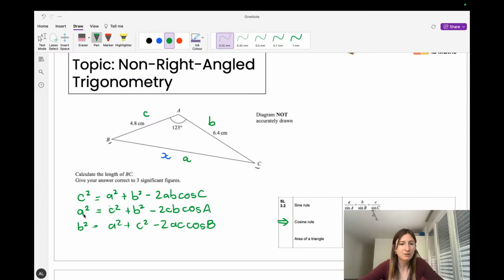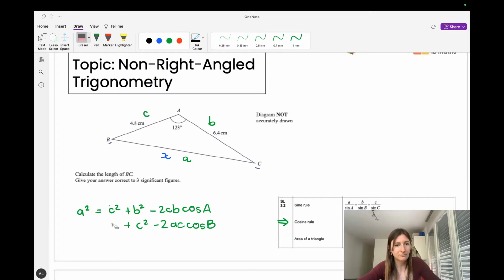So I'm going to use this one, the a squared, because I've called that a. And if you wanted to use c squared, you could just call that one c, but they've already called that angle a. So I'm going to use that one. Let me just get rid of these. Great, so we have our formula ready to go, ready to plug in.